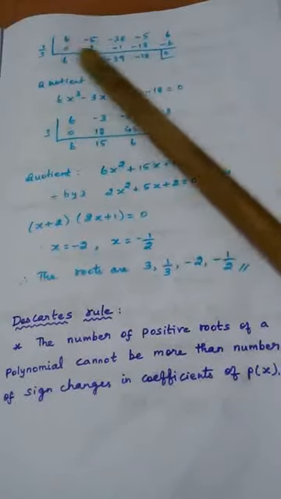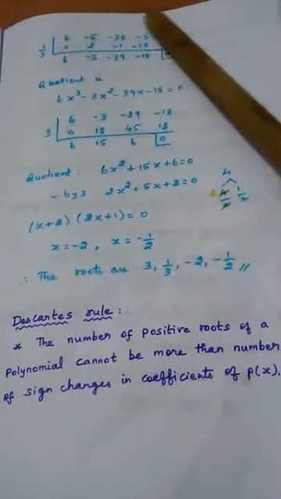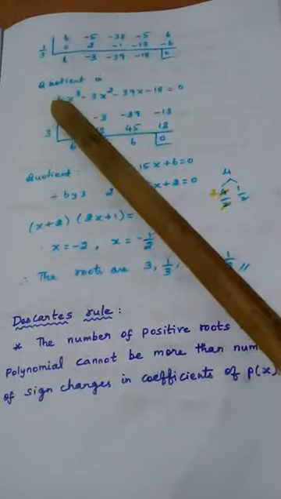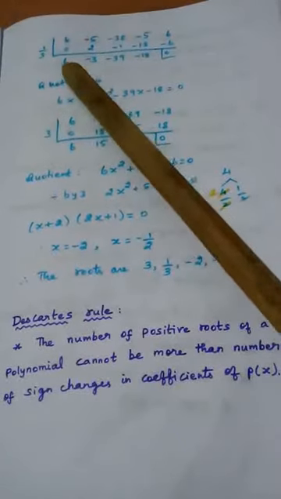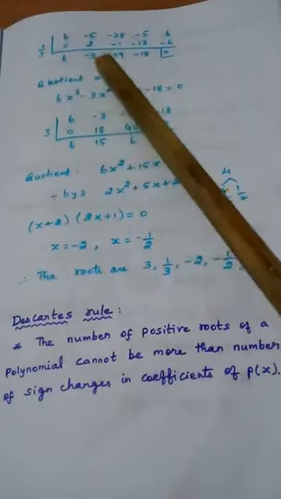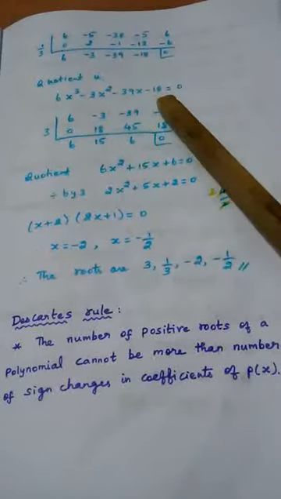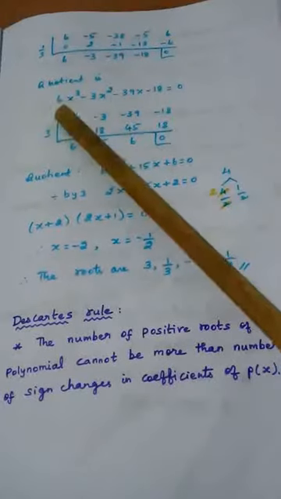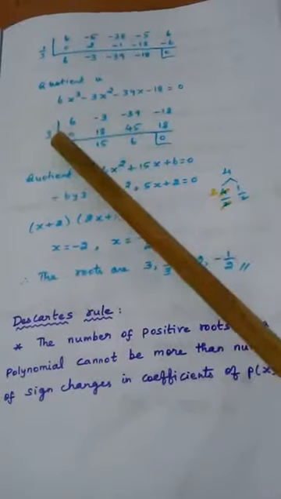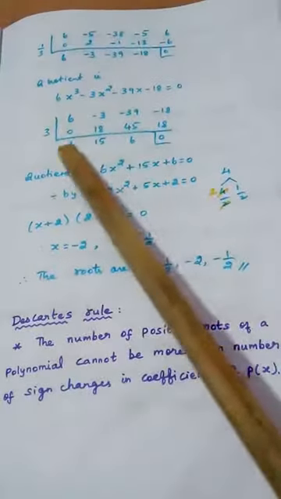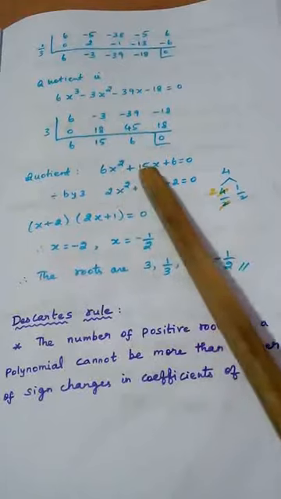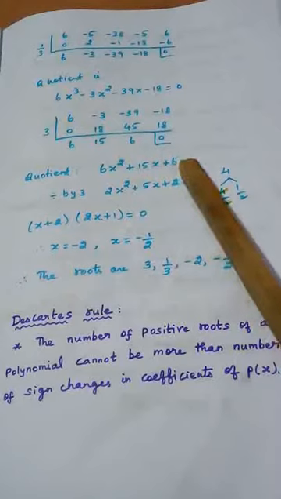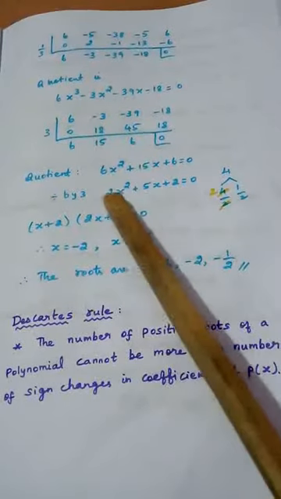This is a third degree equation. Since we are doing synthetic division on a fourth degree equation, the degree will reduce by 1. So the quotient will be a third degree equation: 6x cube minus 3x square minus 39x minus 18. Since 3 is also a root, we will do one more synthetic division for this equation using 3. So again 0 comes. Now we will have the quadratic equation 6x square plus 15x plus 6 equal to 0. Since all the numbers are divisible by 3, we divide this equation by 3.